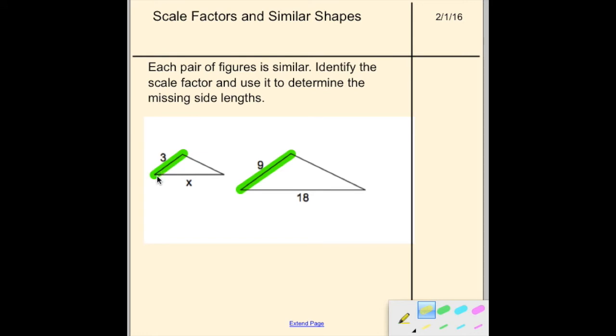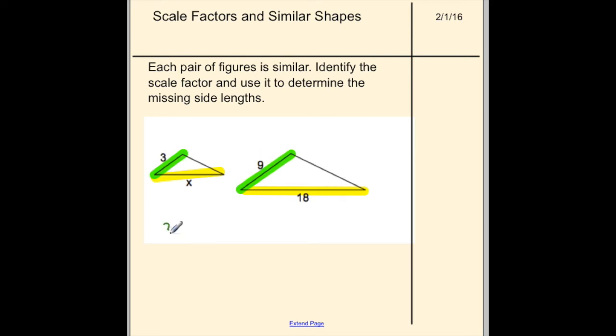And that means that this unknown piece here, this x, corresponds to this longest side, this hypotenuse here. Well, to this longest side, x, and to this longest side, 18. So I'm going to use this thought to think about, how did this smaller triangle scale to become the larger triangle? In other words, what did I do to the side?